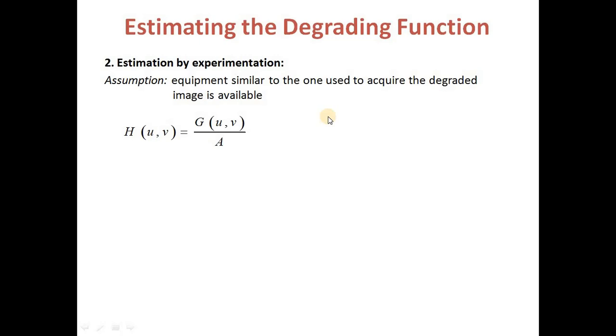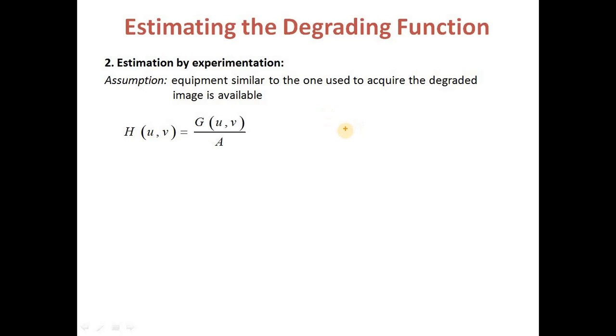The bright dot of light should be as bright as possible to reduce the effect of noise to negligible levels. So now we have got the impulse response of the equipment, and we already know that if the system is a linear and space invariant system, then it is completely characterized by its impulse response. We should also recall that the Fourier transform of an impulse is a constant.